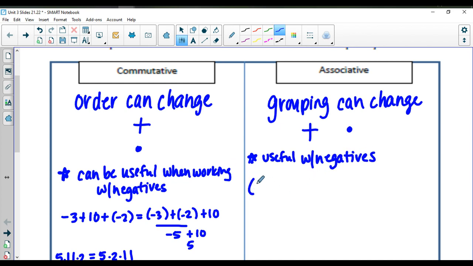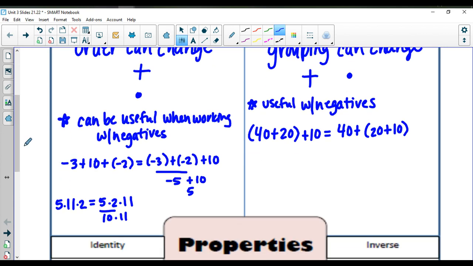So, for example, if I had 40 plus 20 plus 10, what I can do is I can regroup these and I can do 40 plus, instead in parentheses, I'll put the 20 plus 10. So I'm allowed to actually move those parentheses around. For example, I can also do, if I had 10 plus a -6 plus a -4, I could swap around my parentheses and do 10 plus (-6 plus -4). Why would that be super useful? Well, -6 and -4 would give me -10, and then I just have a 0 as my final answer.